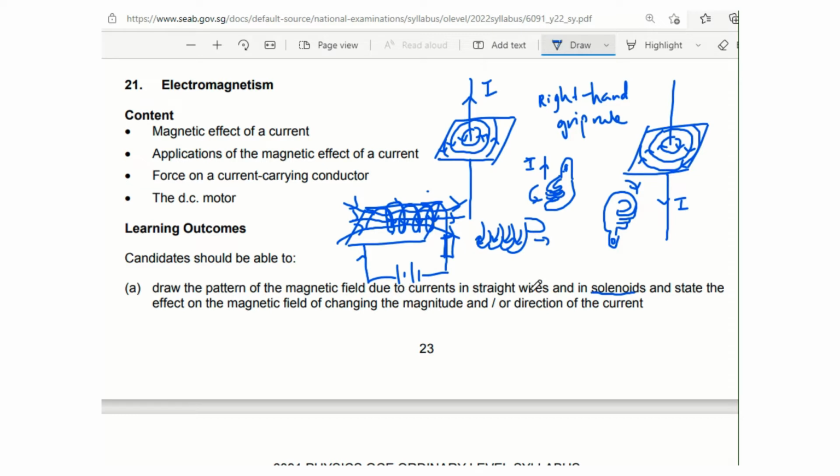When the direction of the current is reversed, take a look at this. What happens? The direction of the magnetic field is also reversed.